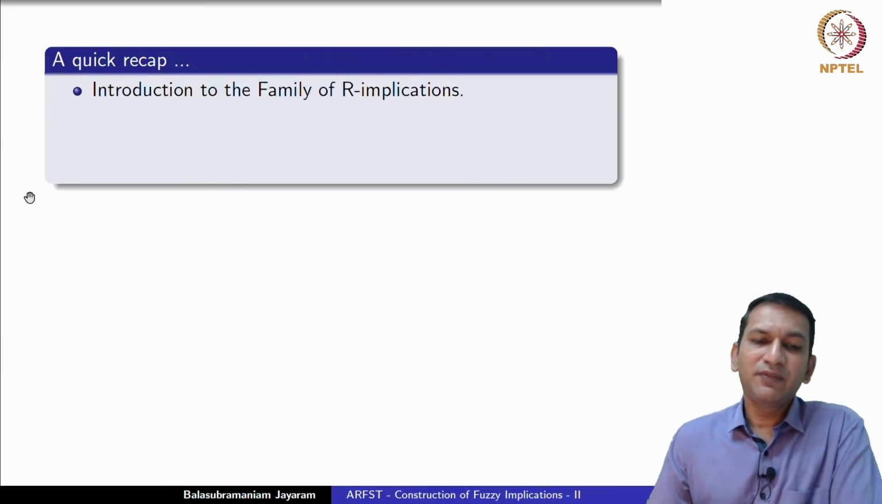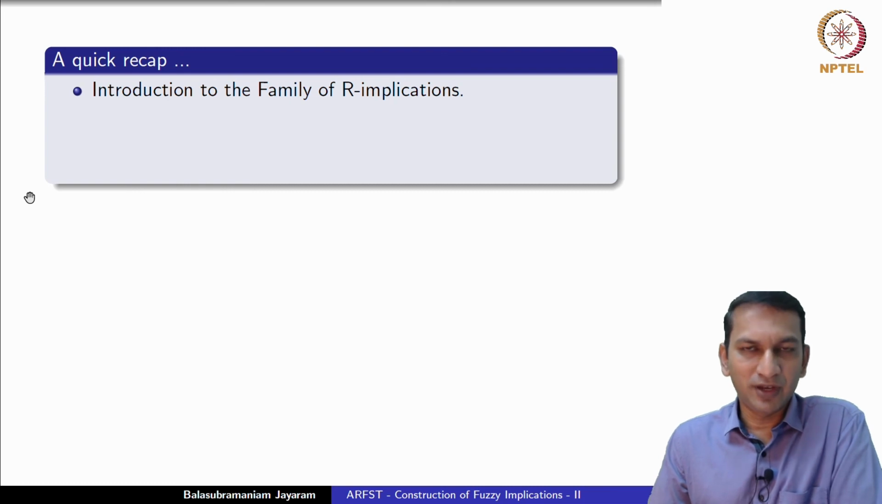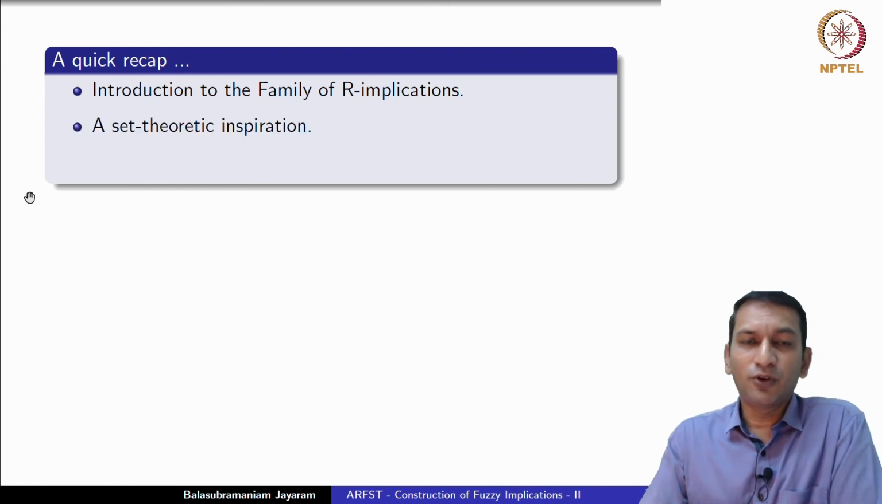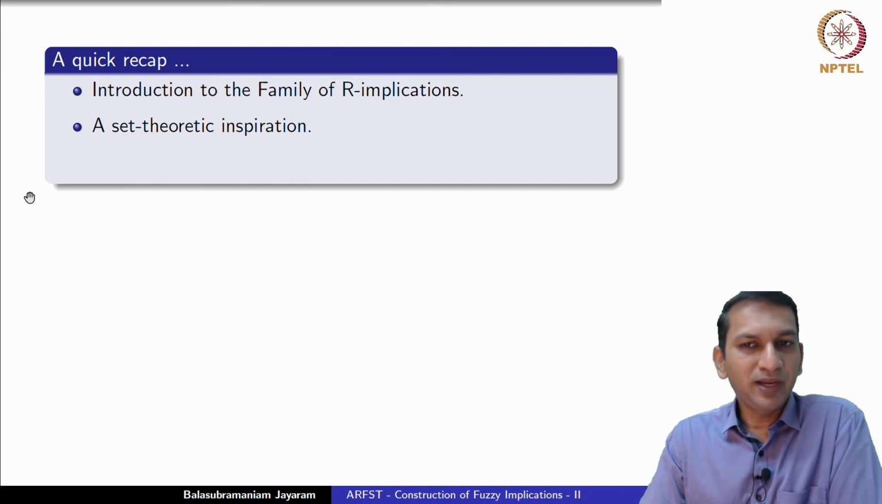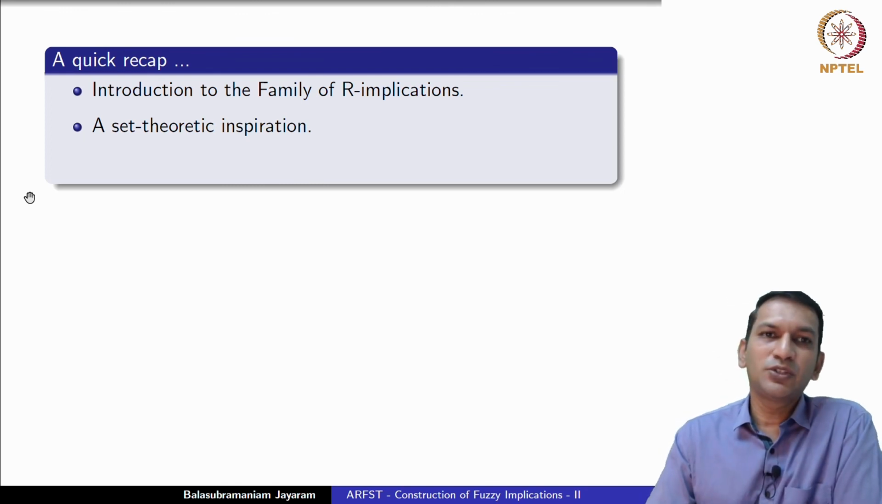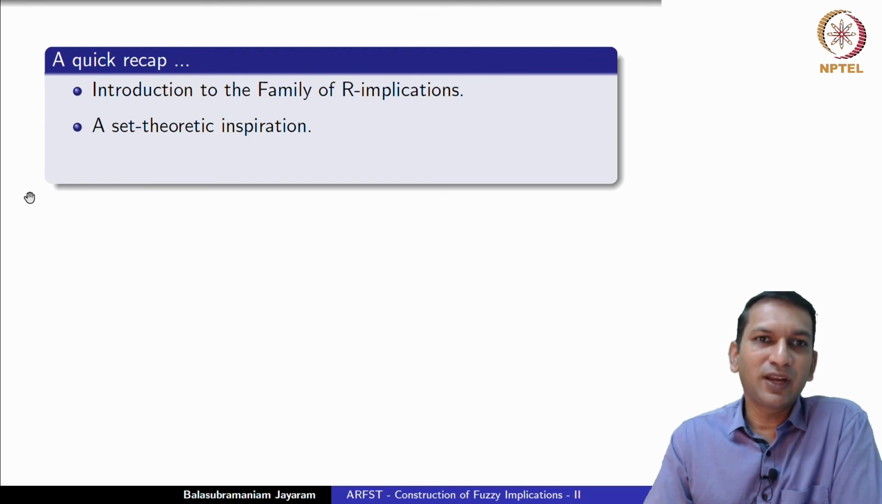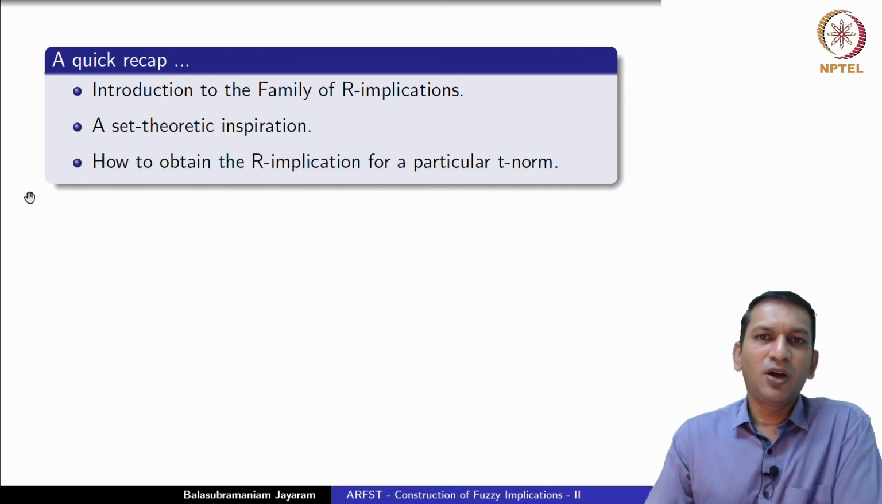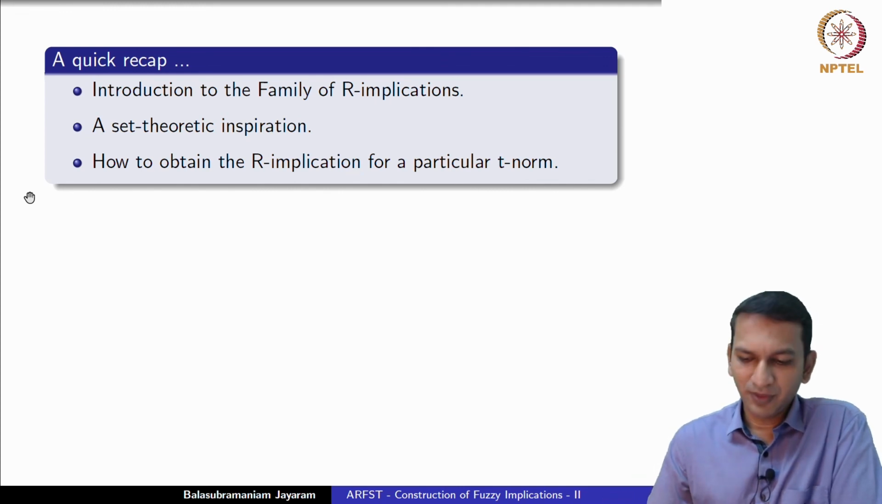So far, we have given a gentle introduction to the family of R implications. We have seen the formula itself is inspired from a set-theoretic equivalence for the implication, the conditional that we have represented as negation P or Q. We introduced it as A complement union B, and from there we saw how you could look at it as finding the largest subset C whose intersection with A is contained in B. We have seen how to obtain the R implication for a particular T-norm, that of the minimum T-norm.